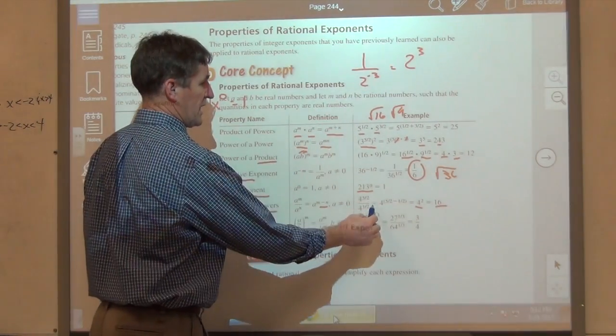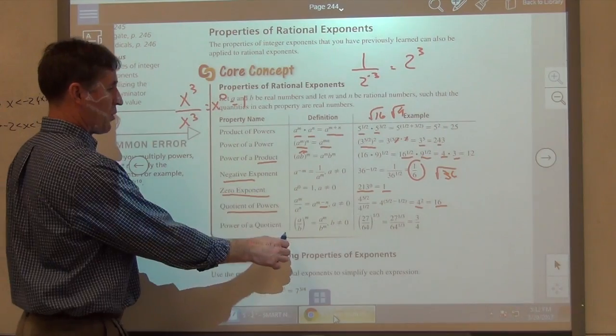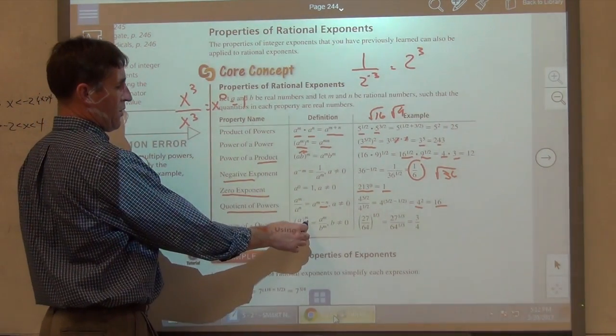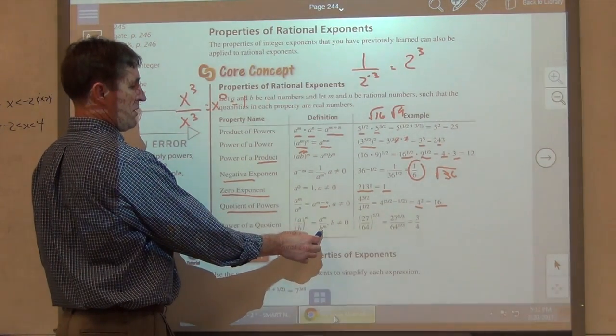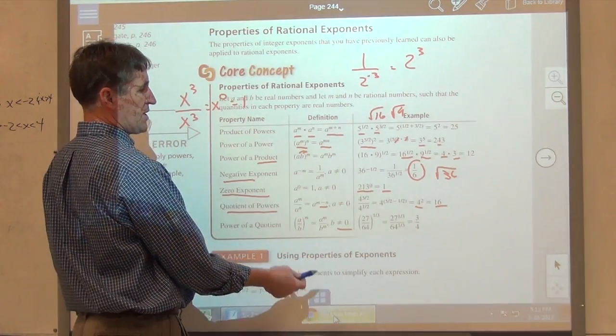So 213 to the 0 power is 1. And then the last thing is the power of a quotient. We get a over b to the m. Then that power affects both the numerator and the denominator. So you get a to the m over b to the m. Again, it's as long as b is not equal to 0.